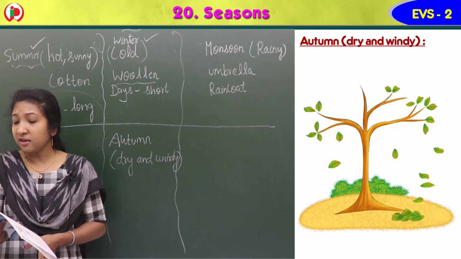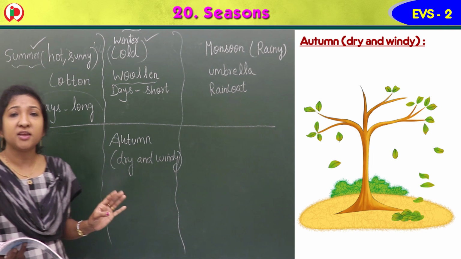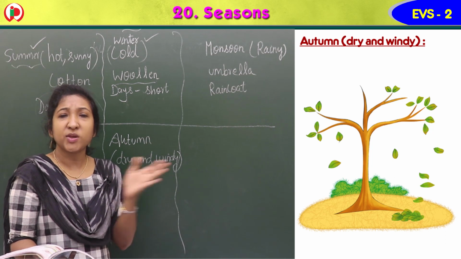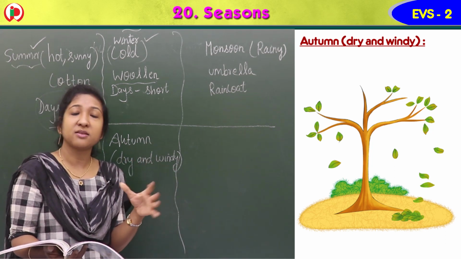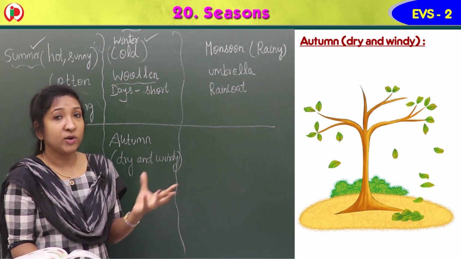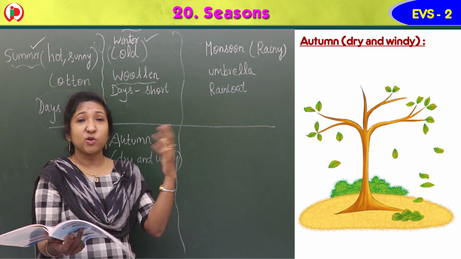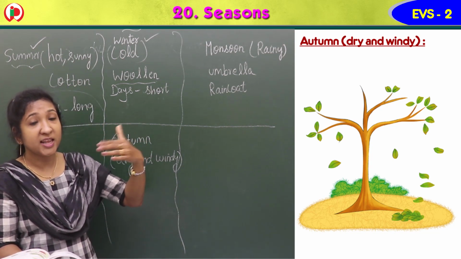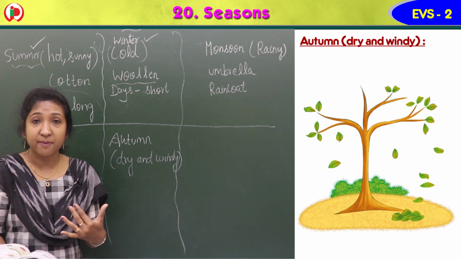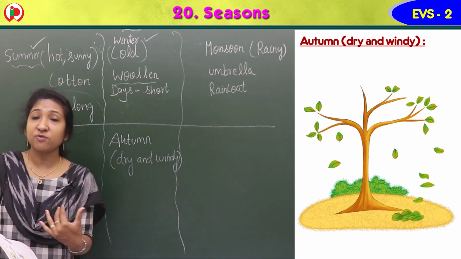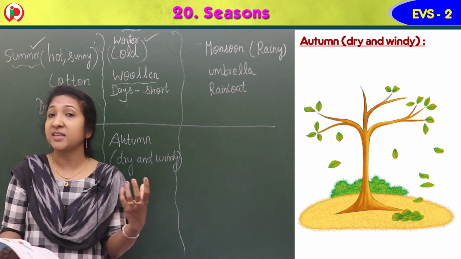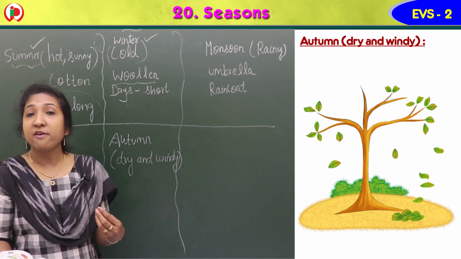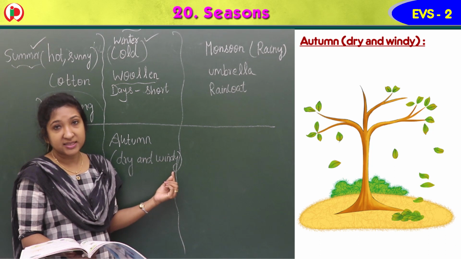The weather is neither too hot nor too cold. It's normal weather, in between cold and hot. But it is so dry and windy outside. So shedding of leaves from the trees is taking place at this time. Leaves get dry and they fall down. And this is called autumn season, or we say dry and windy season.